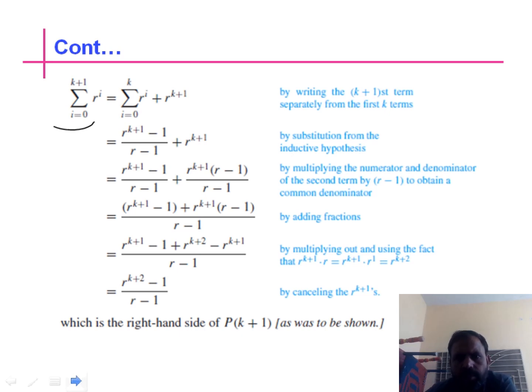We solve it by putting in the terms. So this becomes r^(k+1) plus the summation of r^i, i varies from 0 to k, which by the inductive hypothesis we substitute with (r^(k+1) minus 1) over (r minus 1). Here we divide and multiply by r minus 1. So we conclude that the answer is (r^(k+2) minus 1) over (r minus 1), which is the right hand side of p of k plus 1. So this was to be shown.